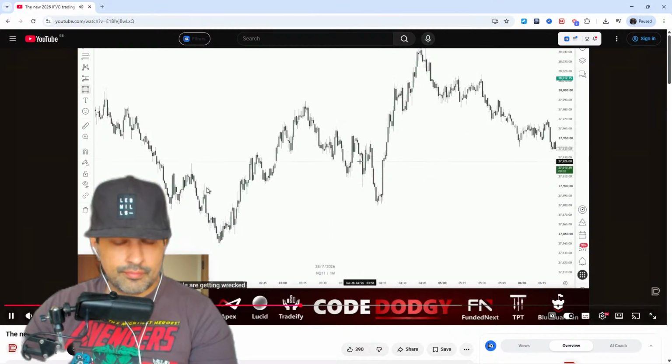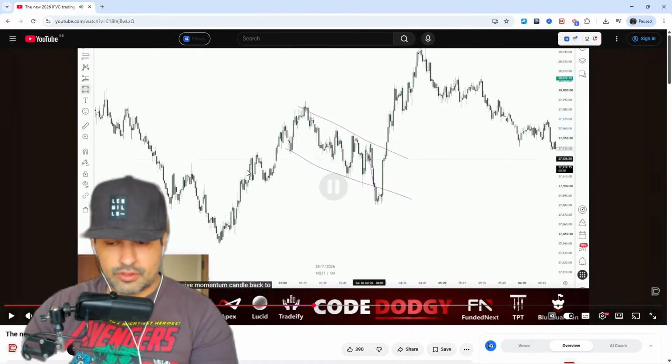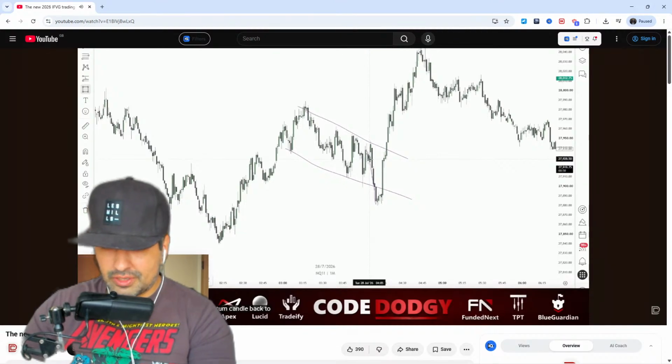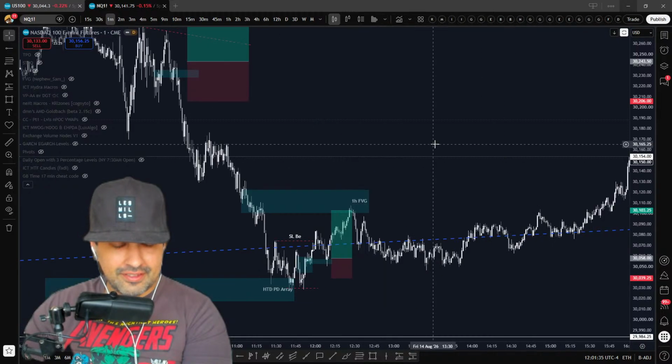People are getting wrecked here. People are getting wrecked here. Boom. We trade outside of that channel where people are getting wrecked inside this channel. So we trade outside of it. And then massive momentum candle back to the upside. Interesting. This model is a lot more complicated for beginners, definitely.